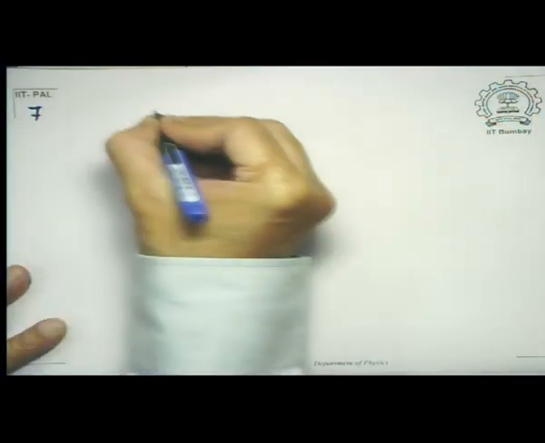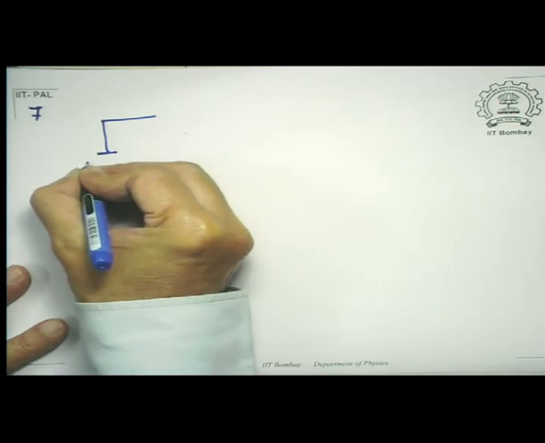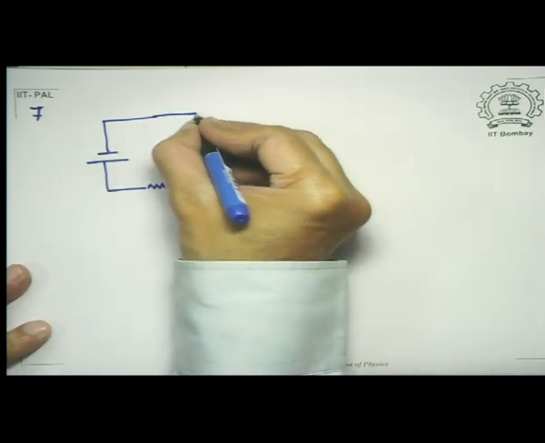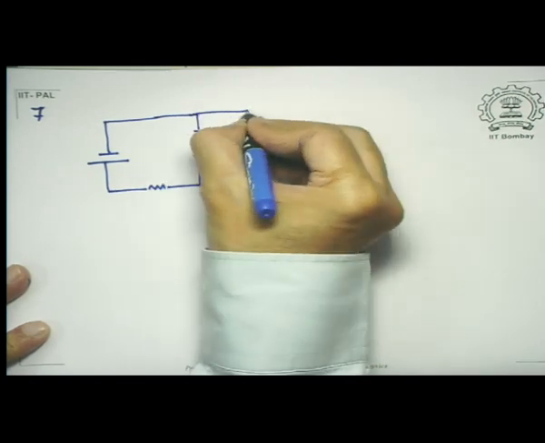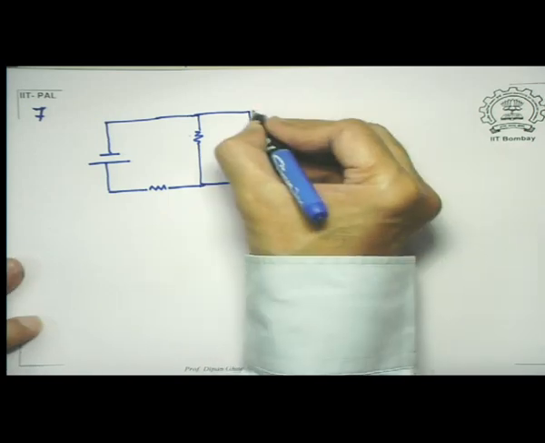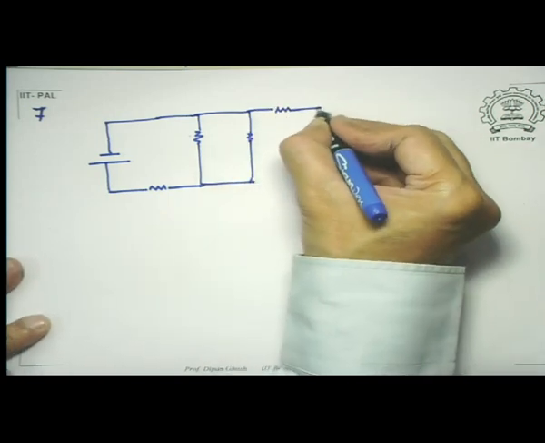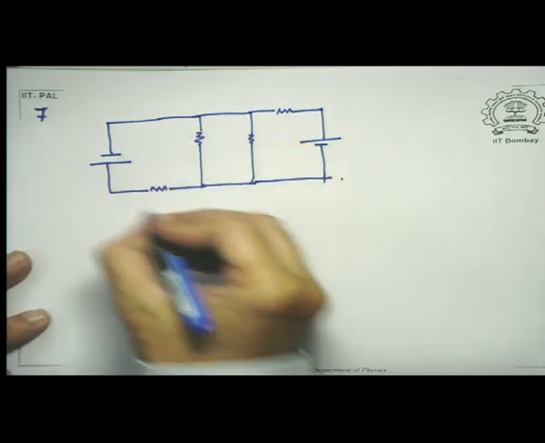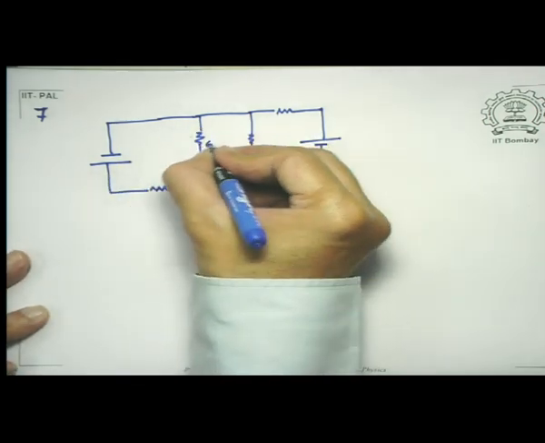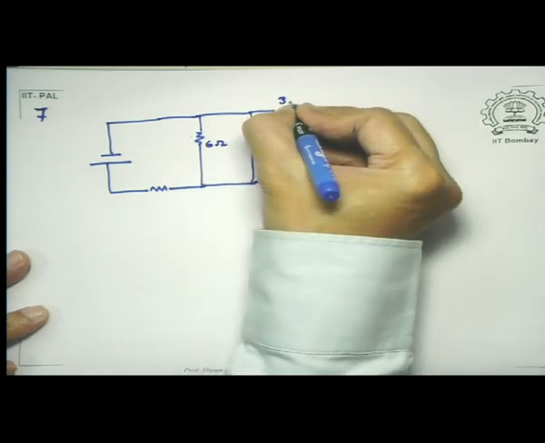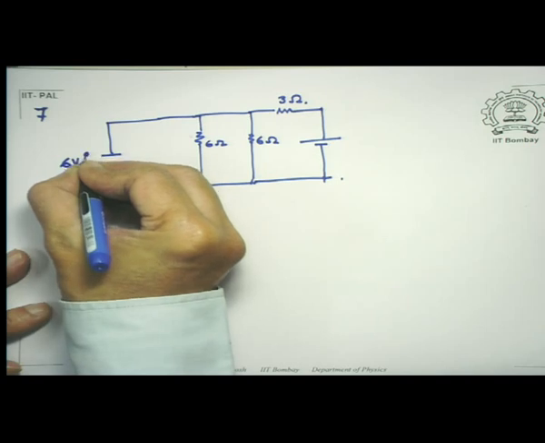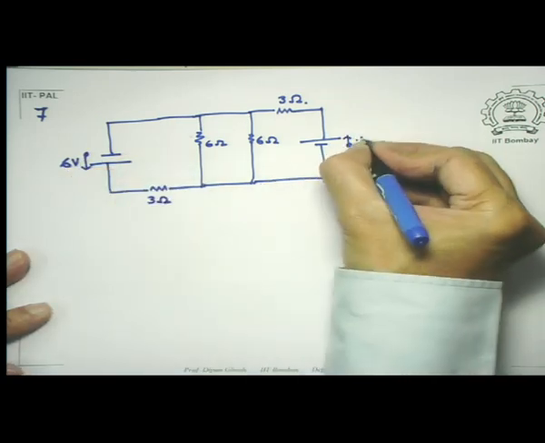Let me take some more. We have done two loops now. Let me give you three loops. So let me give you some numbers. Let it be 6 ohms, let it also be 6 ohms, 3 ohms here and 3 ohms there, 6 volts there in this way and a 12 volts there.